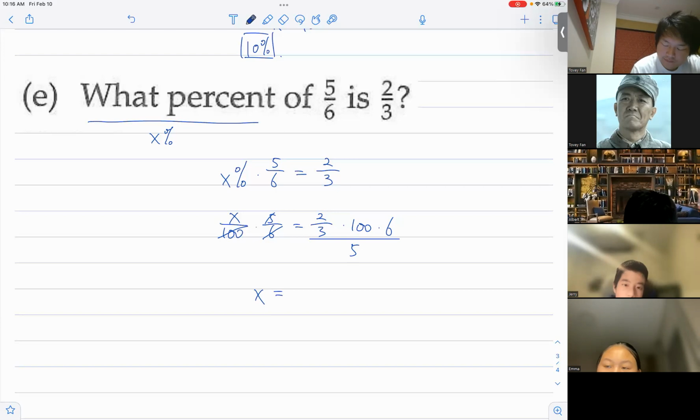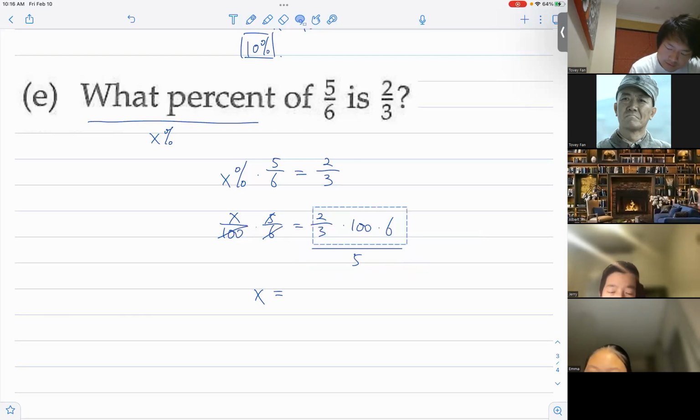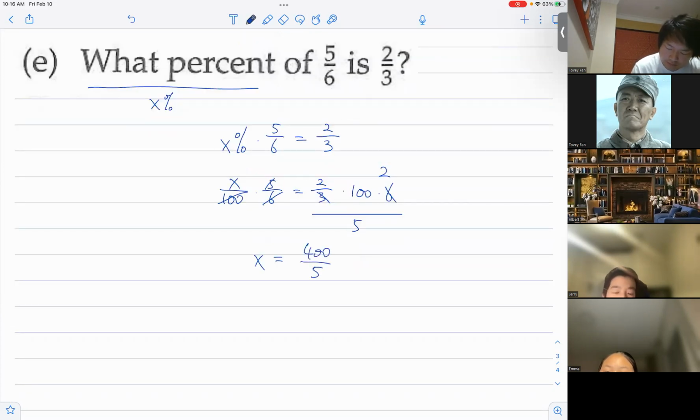Now we simplify. We can first simplify this part, so it'd be 2/3 times 600. In 2/3 times 600, we can cancel out the 3 and do 200 times 2. So it would be 400/5 at the end. Then we can cancel it by dividing by 5. 400 divided by 5 is, I think, 80. Yeah. So the answer is 80%. Very good.